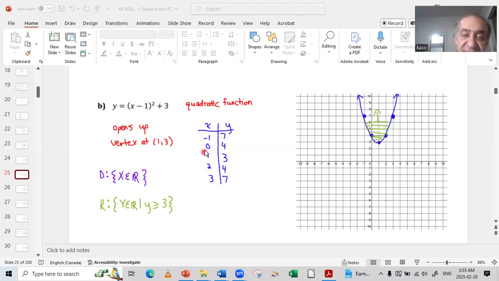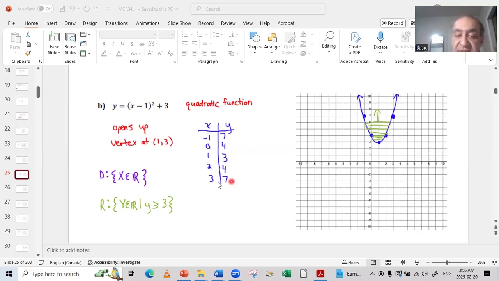The second point is 0 and 4. So 0, I will not move anything. Then I will go up 4. Here it is, in this point. You can see it here. Third, 1 and 3. So I will go to the right one and go up 3. Here it is. And this is the point. Then 2 and 4. So here I will move 2 to the right and go up 4.